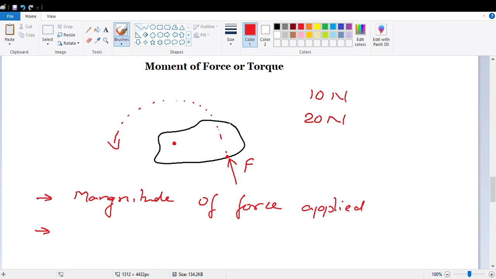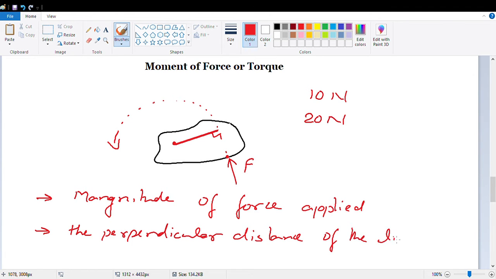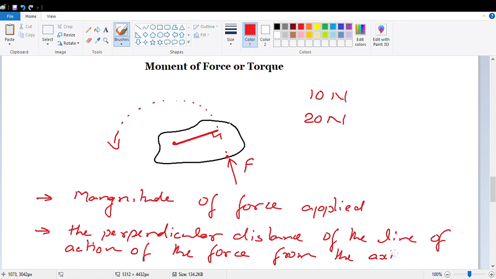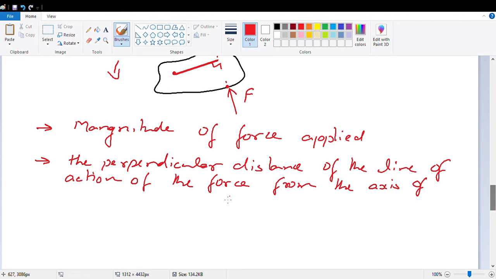The second factor is the perpendicular distance of the line of action of the force from the axis of rotation.